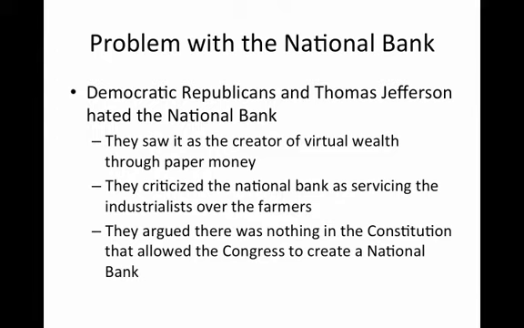They criticized the National Bank as well for servicing industrialists over the farmers, and they argued that there was nothing in the Constitution that allowed the Congress to create a national bank.